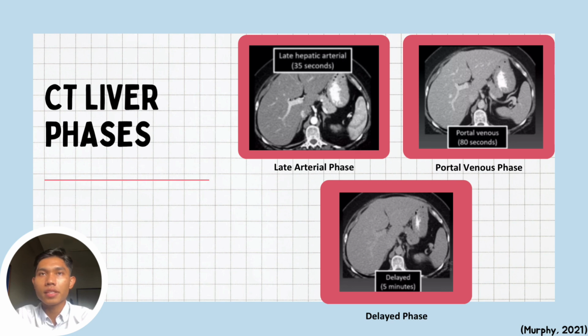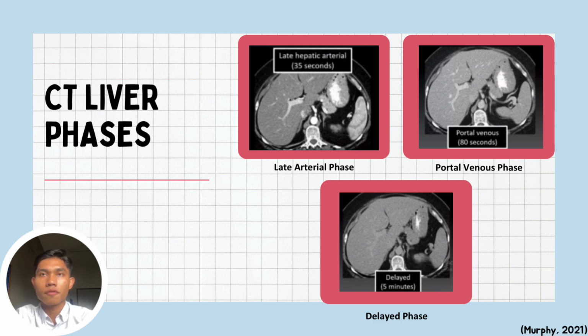Late arterial phase begins after 15 to 30 seconds post-bolus triggering. The portal vein will be enhanced without hepatic venous enhancement. Hepatocellular carcinoma may only show enhancement in the late arterial phase. So, this is very important.